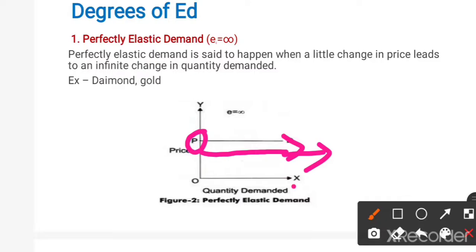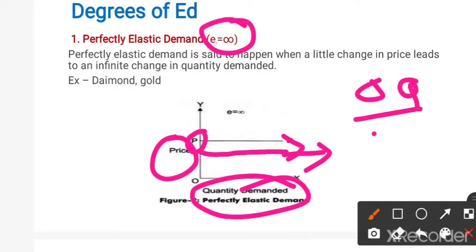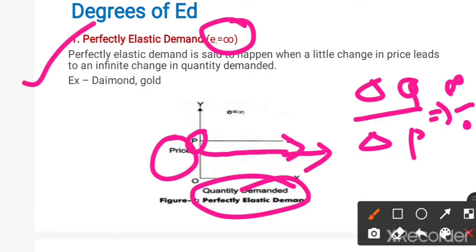So here this axis is quantity demanded, this is price. Okay, so that's why the elasticity of demand is infinite for this. Why it is infinite: you can put it in the formula, that is proportionate change in quantity demanded to the proportionate change in price. So quantity demanded is infinite and the change in price is only little, like 0. So infinite divided by anything is infinite or not determinable. Okay, so that's why for a perfectly elastic demand it will be infinite.